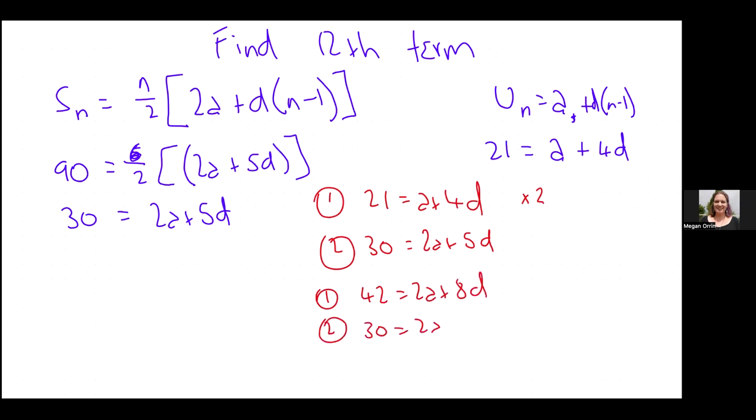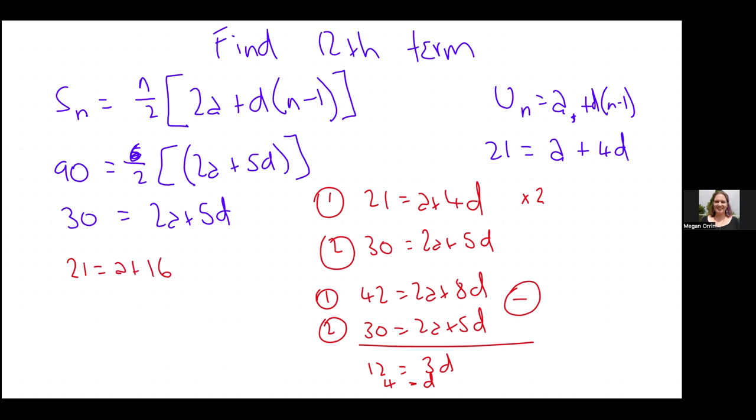Am I going to add or subtract them? Subtract. So then I get 42 minus 30 is 12. This is 0. This is 3d. So d is 4. Whoops, I wrote 3 instead of d. Now I can go back and find out a, can't I? So 21 equals a plus 16, 4 times d, d is 4. So then what's a? 5. Okay, so now I have a and d. I have my rule. I can find the 12th term, can't I?